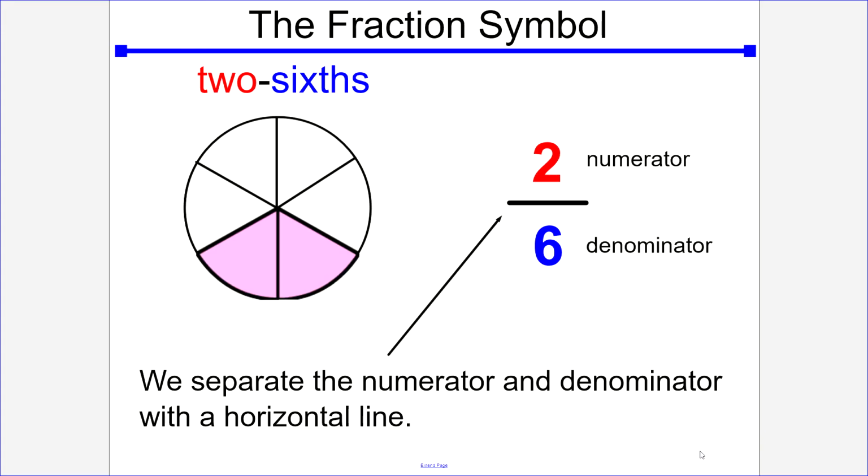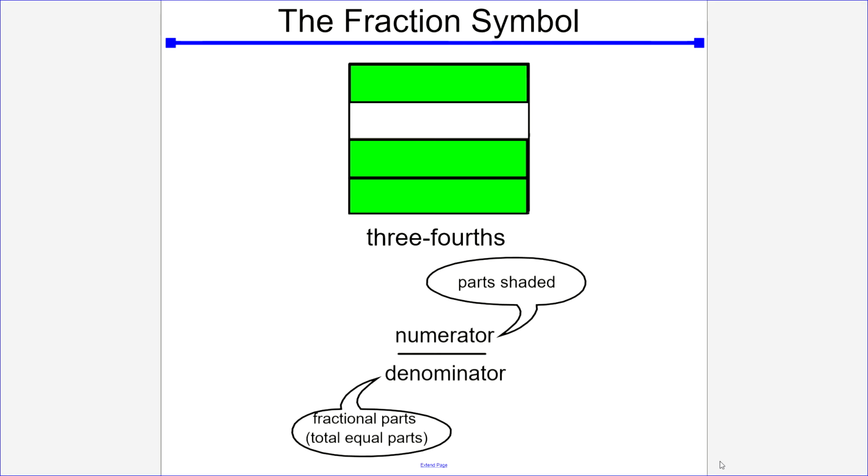We separate the numerator on top, the number of shaded parts, and the denominator on the bottom, the total number of parts, using a horizontal line. So when we write our fraction symbol, the numerator, the number of parts shaded, goes on the top, and the denominator, the total number of equal fractional parts, goes on the bottom.